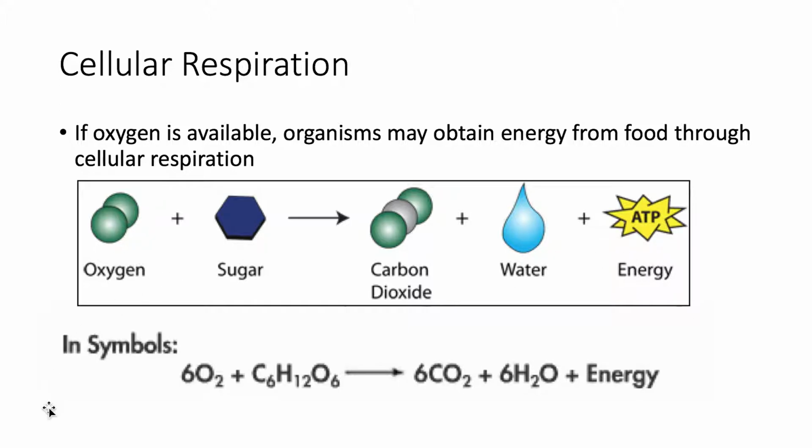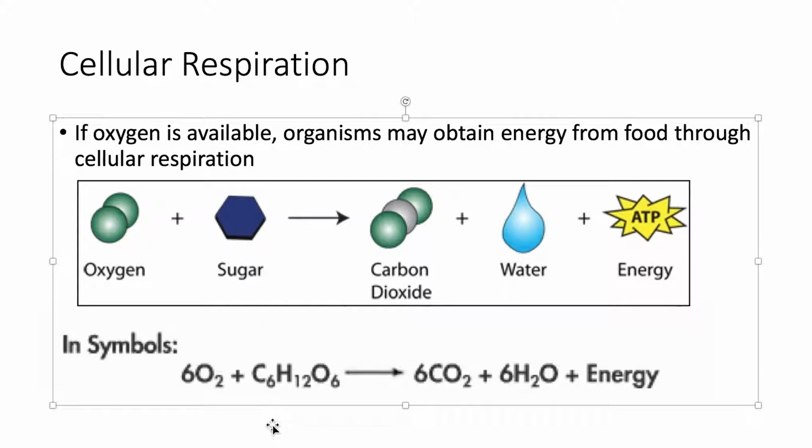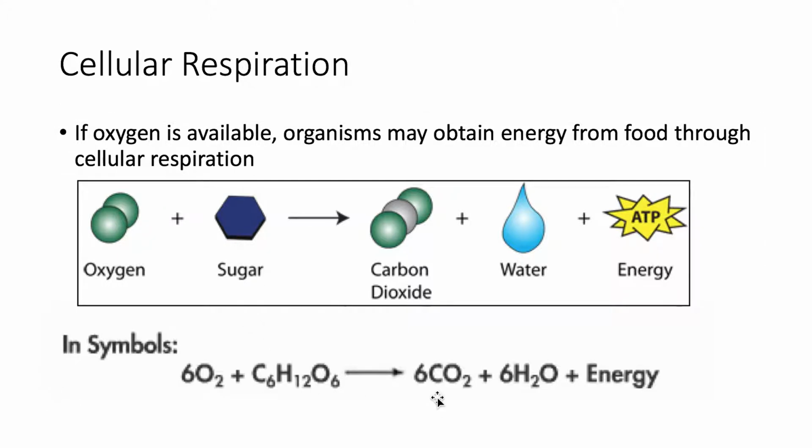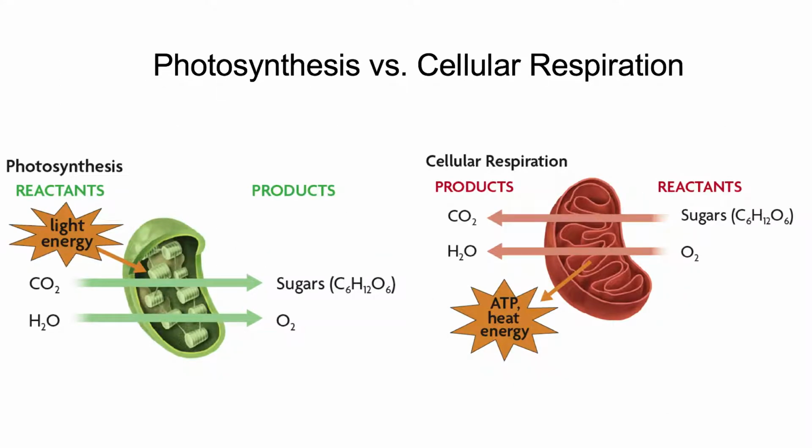In symbols, the equation is written right here. So 6 molecules of oxygen, that's the first reactant, corresponds with this. We have glucose right here, C6H12O6. This is the chemical formula for glucose or sugar. That corresponds with this right over here. And then we have our products. We have 6 molecules of carbon dioxide produced, 6 molecules of water produced, and then we have, of course, energy, which is the whole point of cellular respiration.